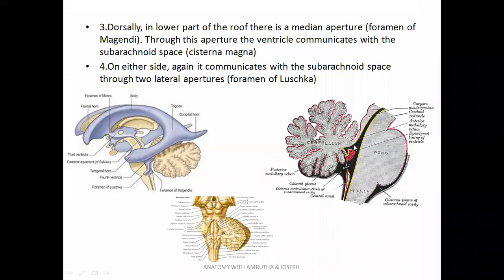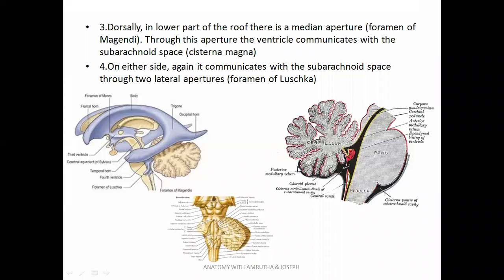Now this is producing the fluid. That fluid is filling this area. Now the fluid can easily come to this area, the subarachnoid space. Now remember, the subarachnoid space is not ending here. It is present throughout the brain, throughout the central nervous system, isn't it? Because throughout that you have the dura mater, the arachnoid mater, and the pia mater. Between the arachnoid and the pia mater, you have the subarachnoid space.